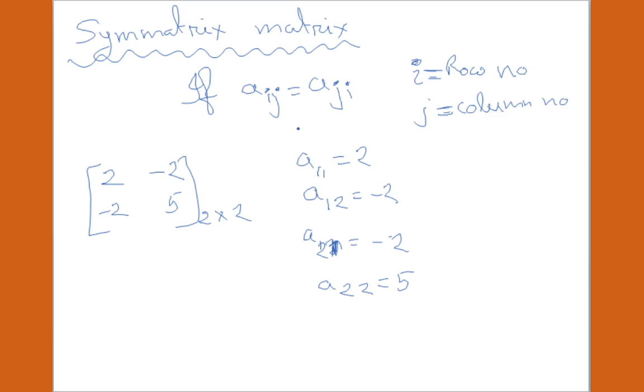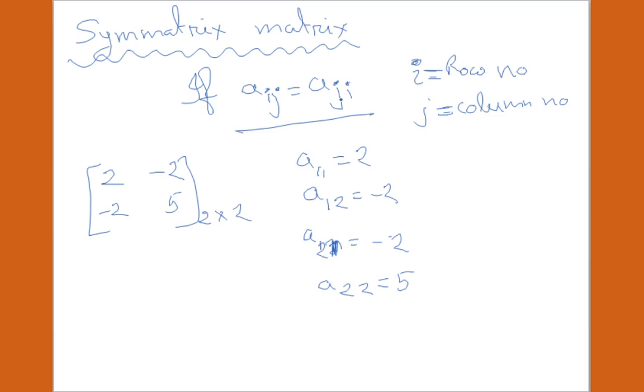I am directly writing the condition: Aij is equal to Aji. Okay, that is A11 is equal to 2, A12 is equal to minus 2, A21 is equal to minus 2, A22 is equal to 5. A11: here i is equal to 1, j is equal to 1.